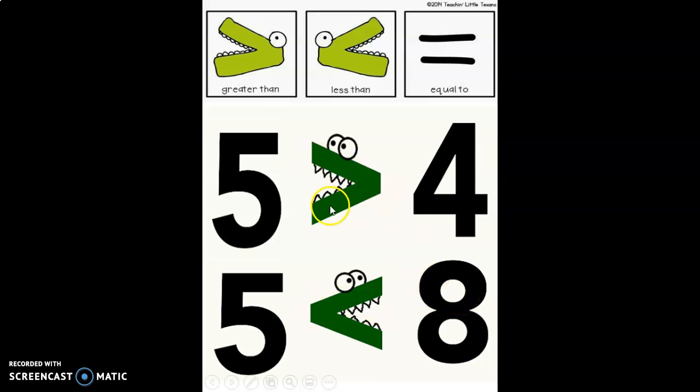How do you remember the number signs? Always remember 5 is greater than 4. So you see how the opening right here is bigger? So the bigger side always points to the bigger number. And you see how this is small? It always points to the smaller number. Same right here, the big opening points to the big number. And the small corner points to the small number.